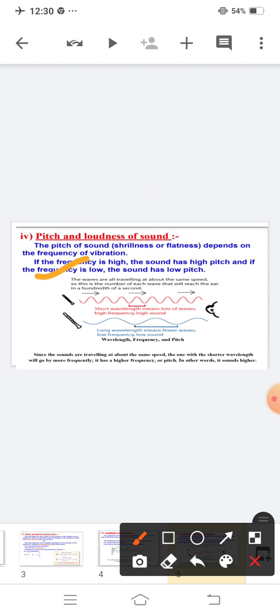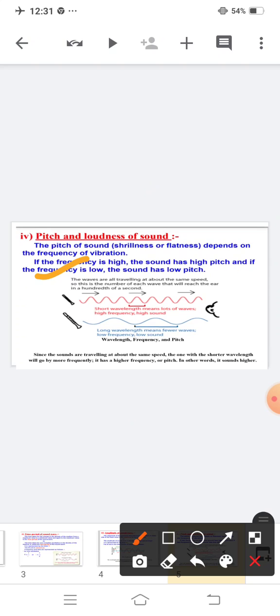The waves are all traveling at about the same speed. So this is the number of waves that will reach the human ear in a second. Short wavelength means lots of waves, high frequency and high pitch. Long wavelength means fewer waves, low frequency and low pitch.